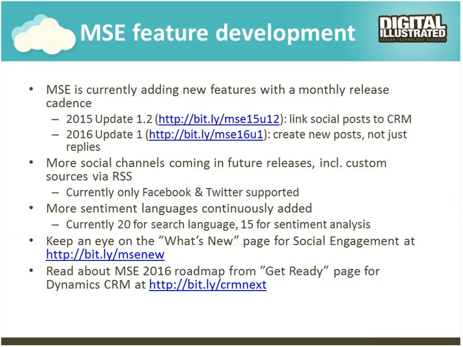And so in short, that is how the social engagement product is being developed. That was a very rough overview of the current feature set, but there are actually new features being rolled out now almost on a monthly release cadence. Just a while ago, in the 2015 update 1.2, we received the ability to link social posts into CRM.